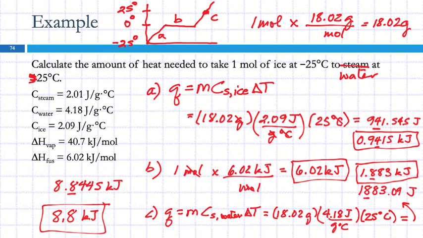Any questions? There's a lot of calculations in here, but each of the calculations is simple, right? Q equals MC delta T, moles times heat of fusion or vaporization, and then add them together. Are the 2 sig figs from the temperature? The 2 sig figs are from the temperature, yeah.